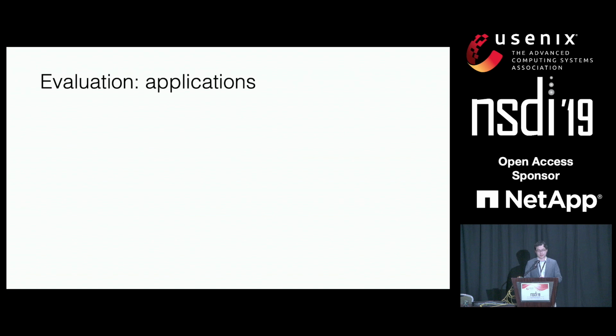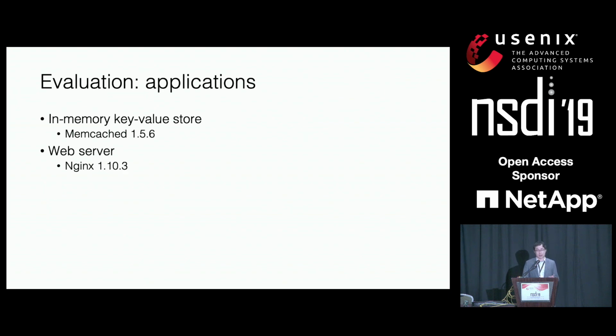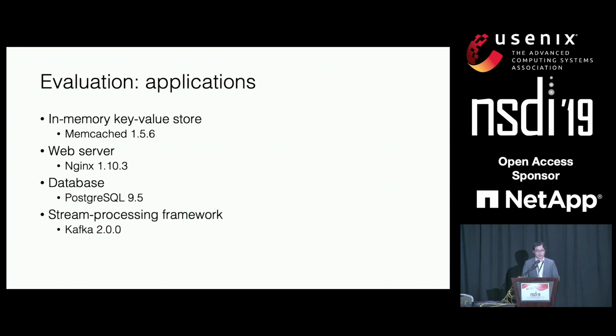So how does it perform on real applications? One benefit I want to point out is that Slim is fully compatible with today's applications written against the POSIX socket interface. So we tested four applications: an in-memory key value store, memcached, a web server, Nginx, a database, PostgreSQL, and a stream processing framework, Kafka. And we are using their default benchmarking tool to generate workload.